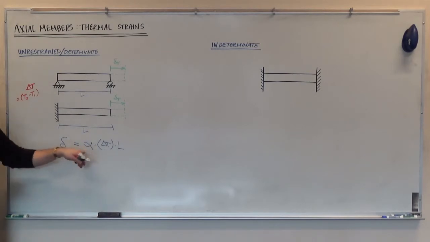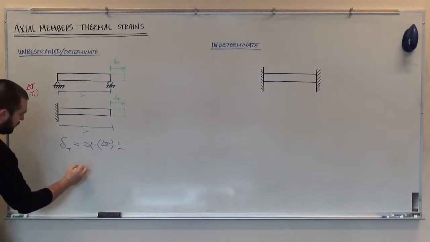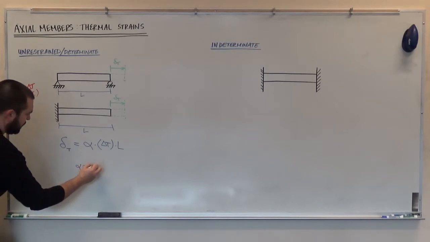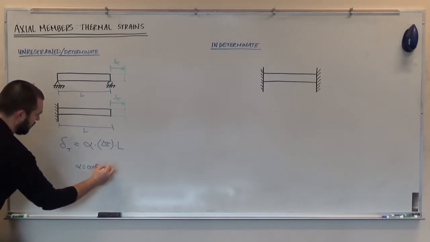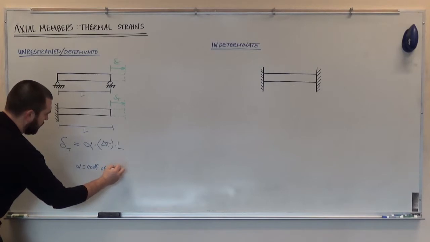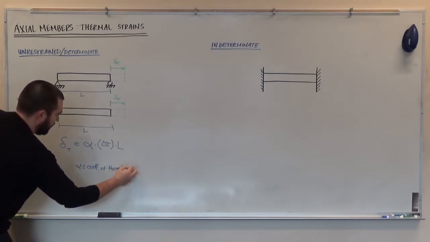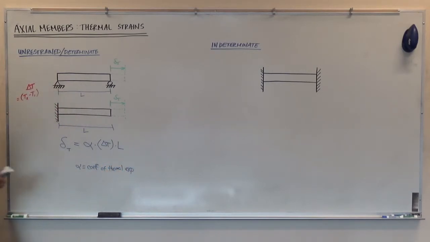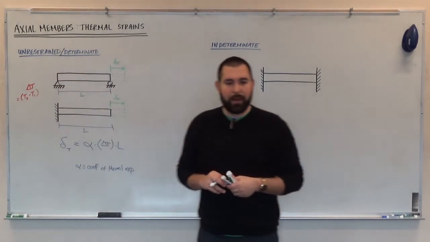And alpha is a new concept or a new material property. It's called the coefficient of thermal expansion. And so alpha is called the coefficient of thermal expansion. And that's a material property. You would need to look that up in the back of your book.